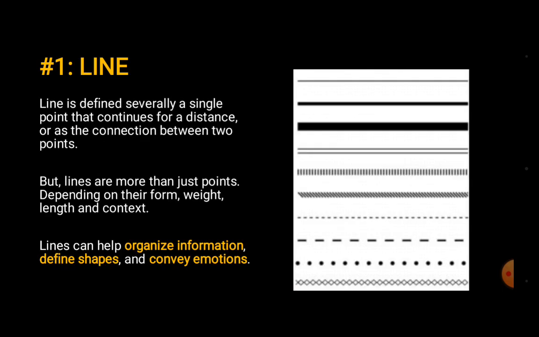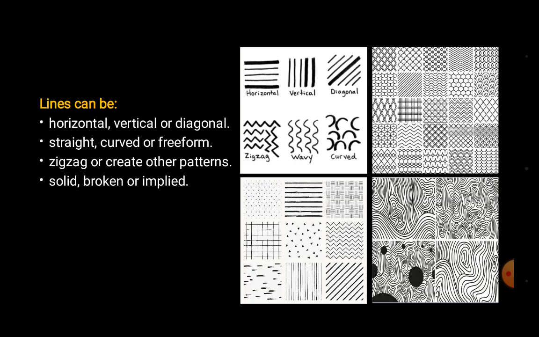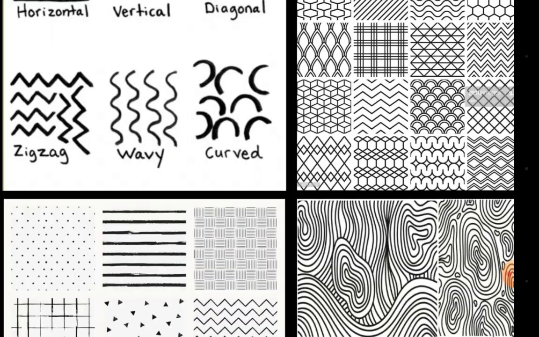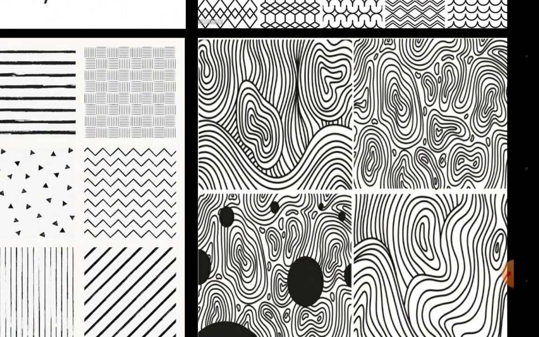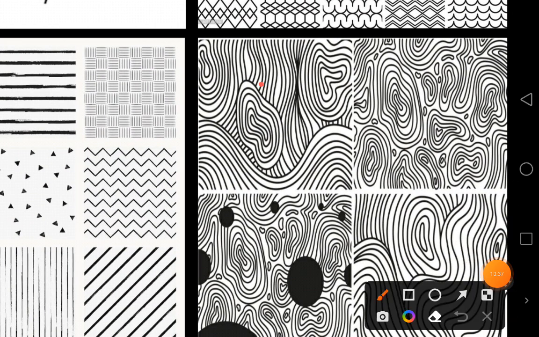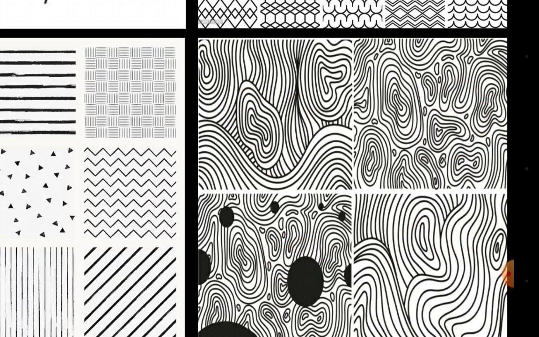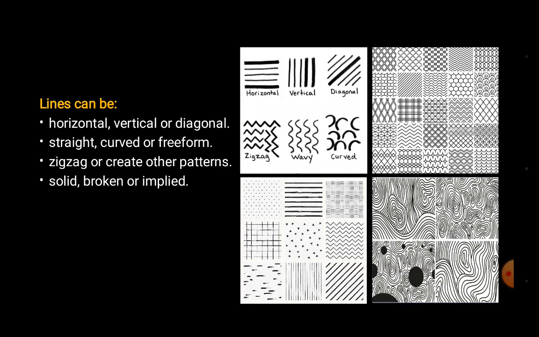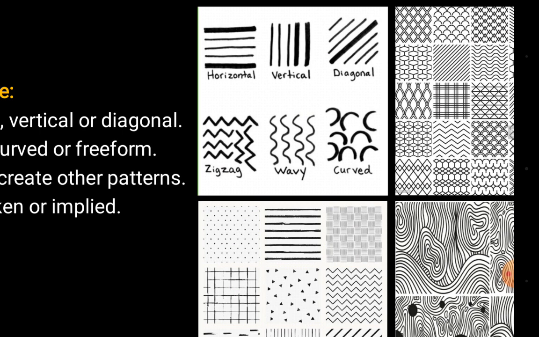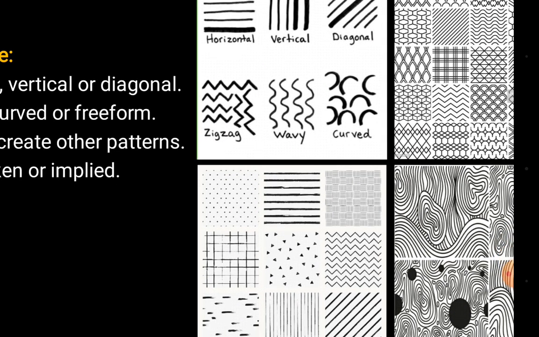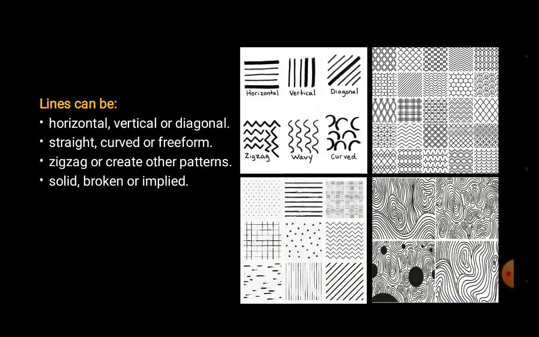So line is more than just calling it a single point that continues for a distance. Because if you check all these things we are seeing here now, they are made up of lines. So tell me, how can line be just a single point? That's why I say lines are more than that. You can see we have horizontal, vertical, diagonal, zigzag, wavy, and curved. So lines play a big role in design.